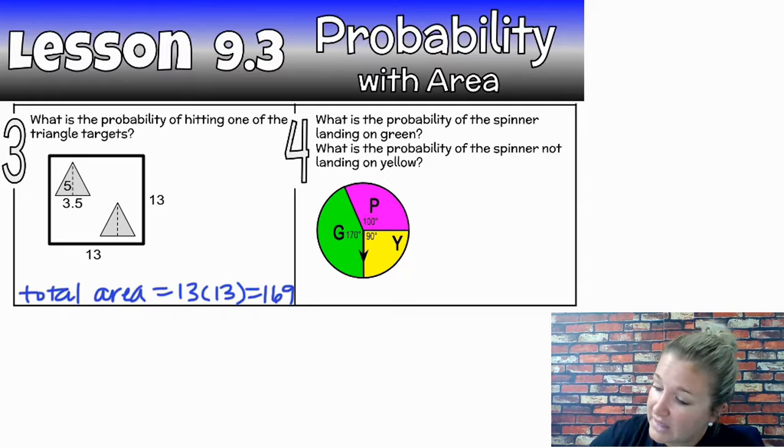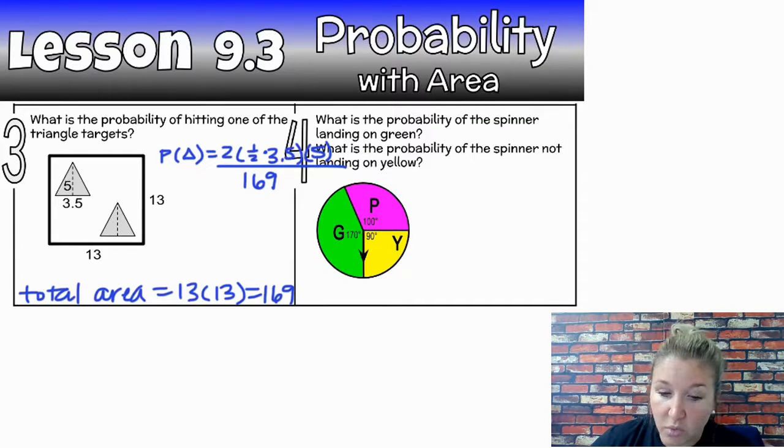So the probability of hitting a triangle, I'm just going to use a little triangle sign there, is: you have two triangles, times the area of a triangle, which is 1/2 times base, which is 3.5, times the height, which is 5 here. And that's all going to be divided by 169. So I did this all together, and I get 0.10 or 10%. Now these are rounded to the nearest hundredth, so this is 2 decimal places.